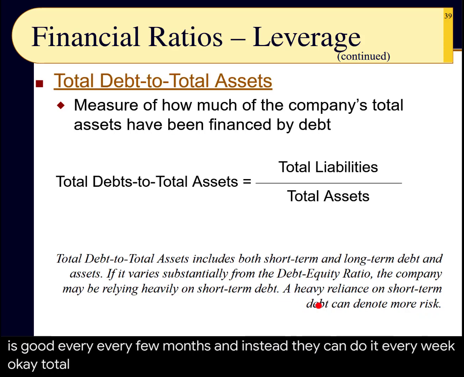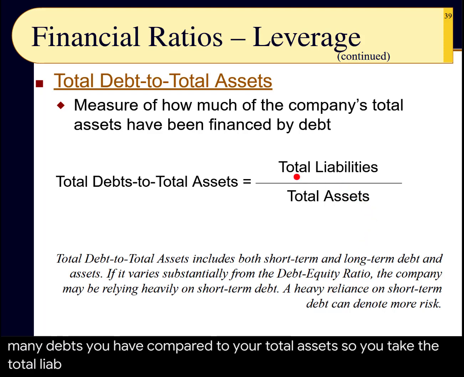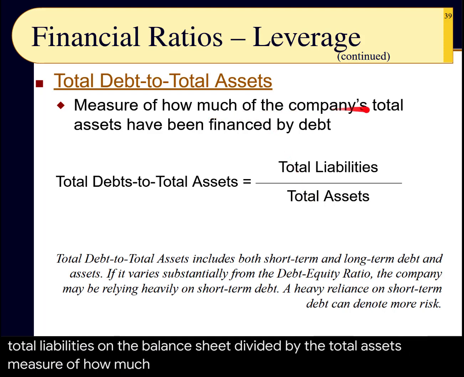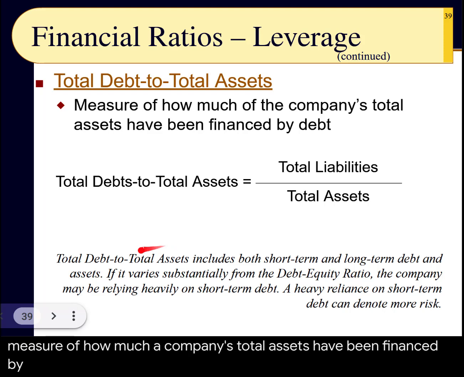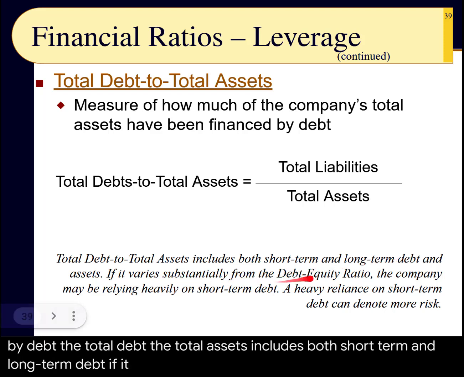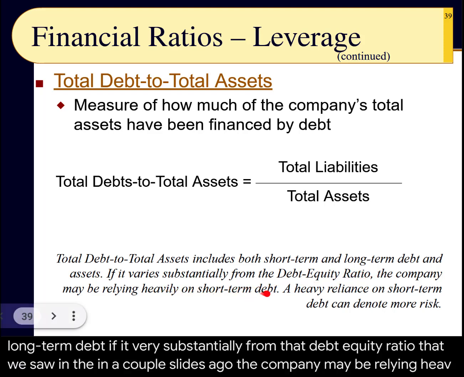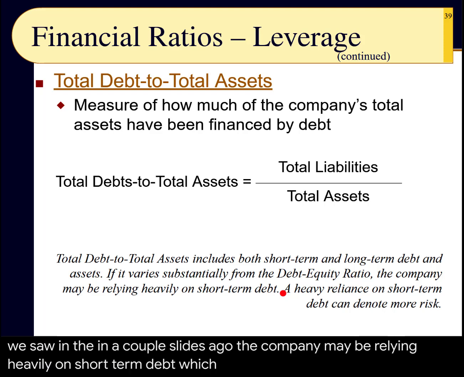Okay, total debt to total assets. Another measure of how many debts you have compared to your total assets. So you take the total liabilities on the balance sheet divided by the total assets. It's a measure of how much a company's total assets have been financed by debt. The total debt to total assets includes both short-term and long-term debt. If it varies substantially from that debt-to-equity ratio that we saw a couple of slides ago, the company may be relying heavily on short-term debt, which may denote risk.